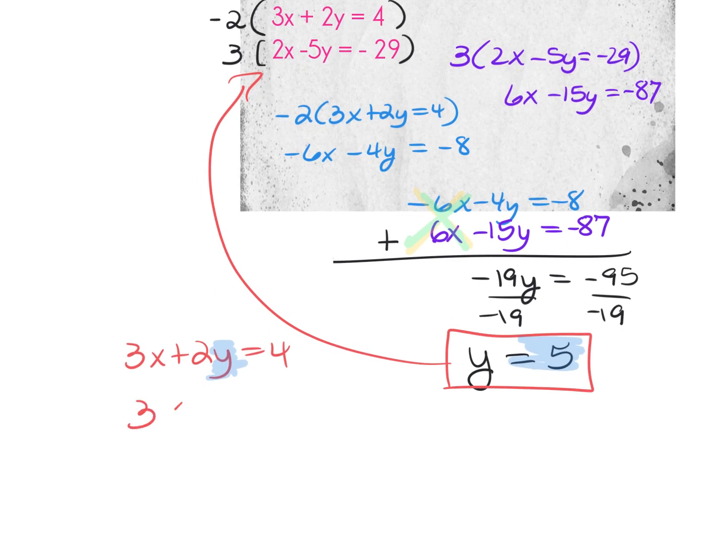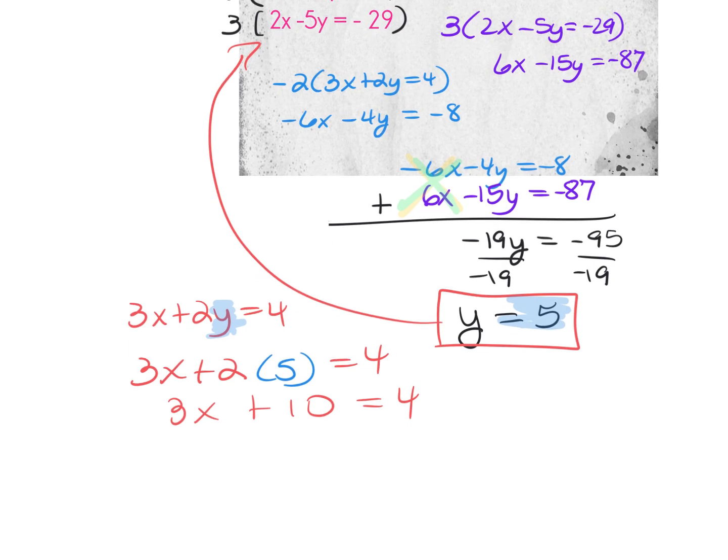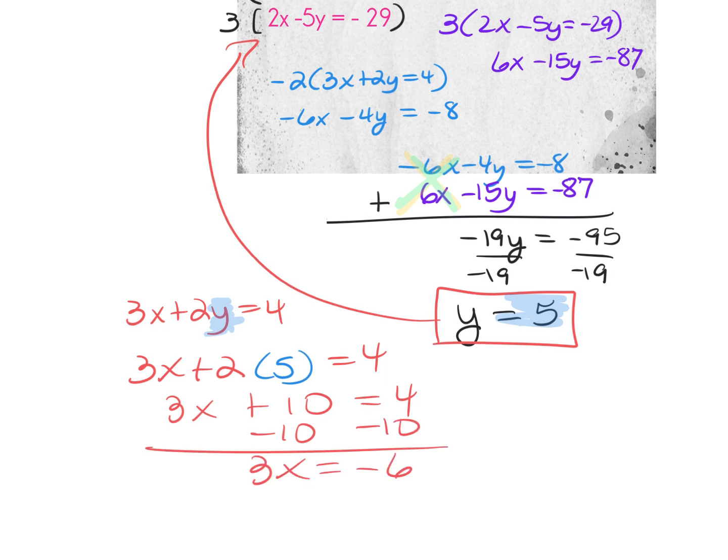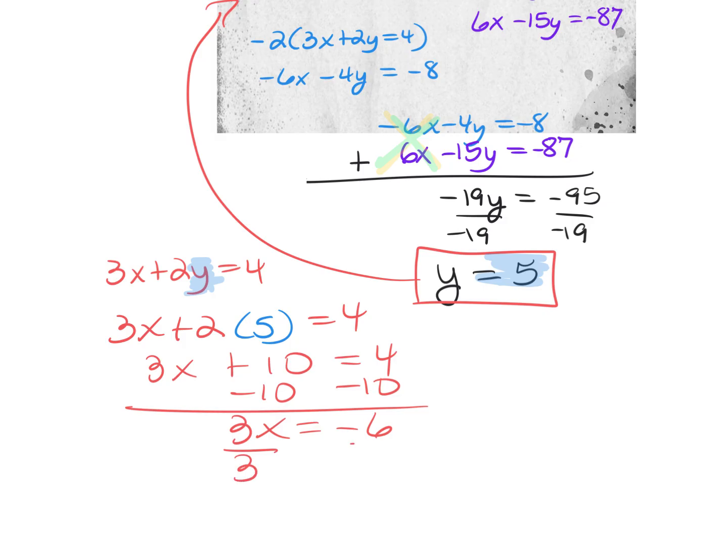So 3x plus 2 times 5 equals 4. Multiply, subtract. 3x equals negative 6. Divide by 3. And x equals negative 2. So the solution to this system is the ordered pair (-2, 5).